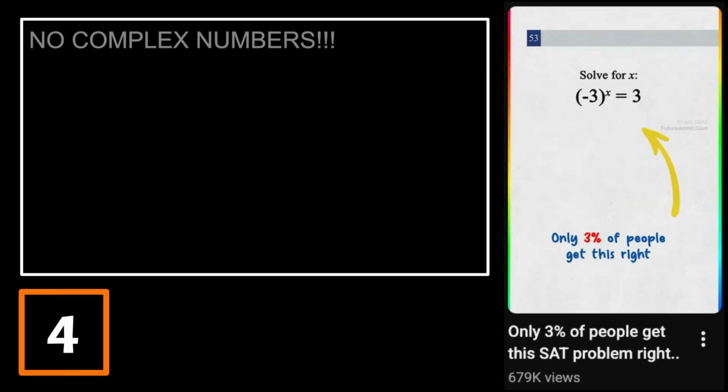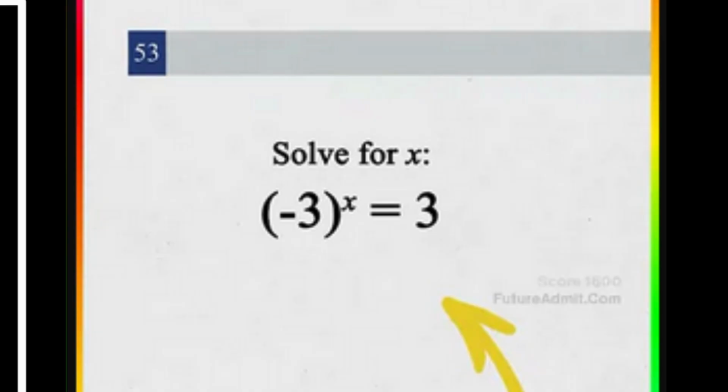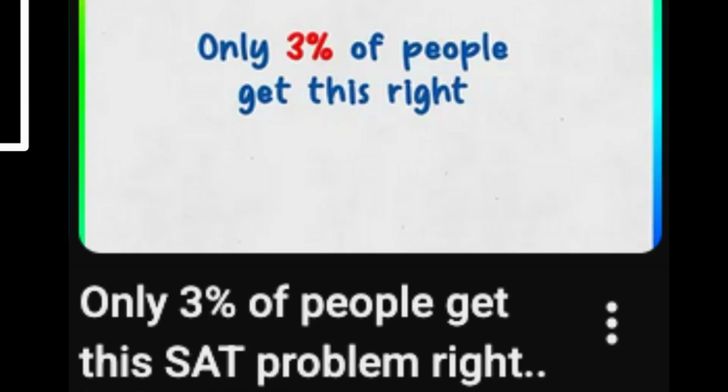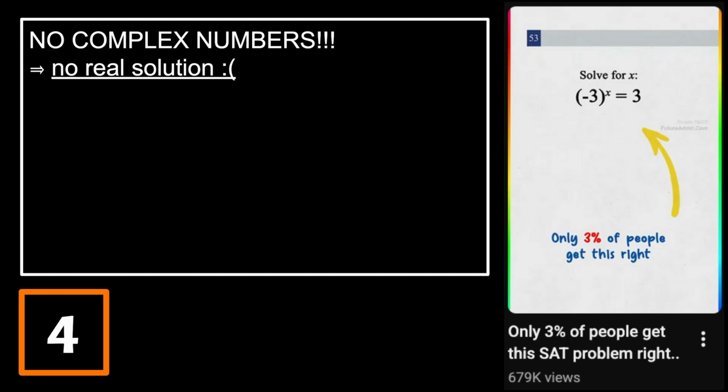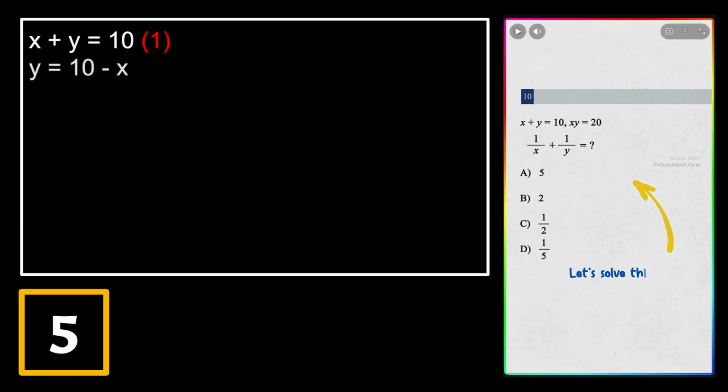This one's even easier. Just look at it. Obviously there's no real solution. I don't know why it says only 3% of people get this right. You could probably show this to a 6th grader who's just learned what an exponent is, and they'd probably get it. This one's another system, and I lied earlier.